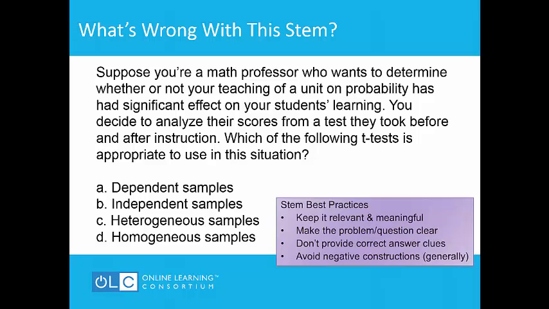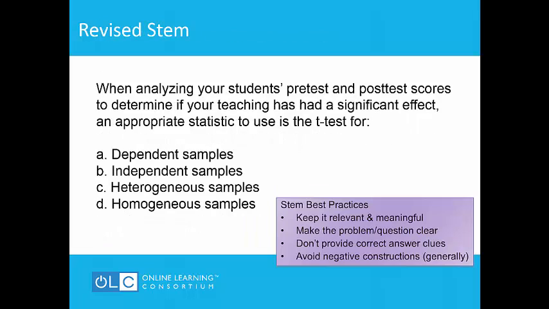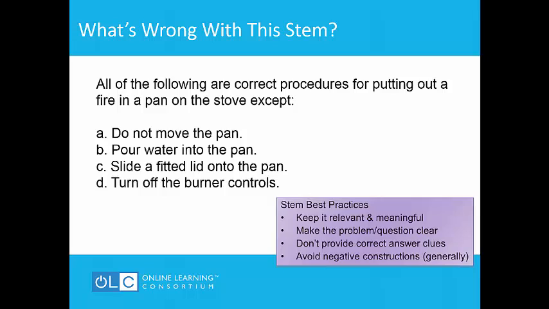To me, there's too much information in this stem. It fails to keep the content relevant and meaningful, and it doesn't make the question clear. This could confuse students and get away from measuring what we really want to know. Here is the stem rewritten. We have reduced the cognitive load by reducing the amount of information we provide in the stem. Let's look at one more.